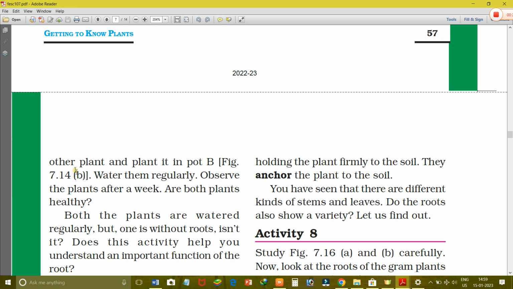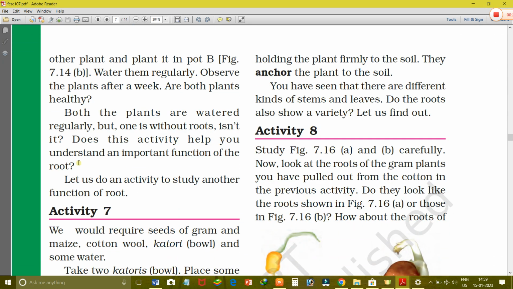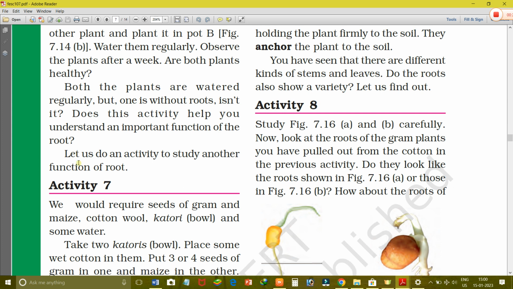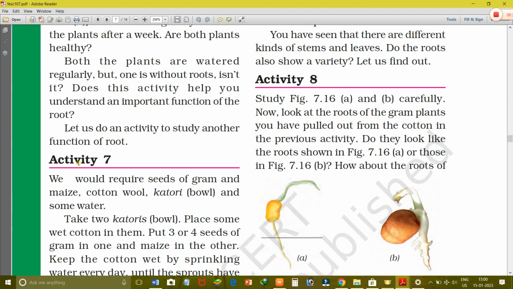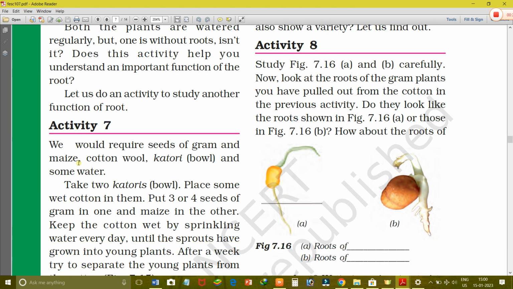Does this activity help you understand an important function of the root? Let us do an activity to study another function of root. Activity 7. We would require the seeds of gram and maize, cotton, katori, and some water.